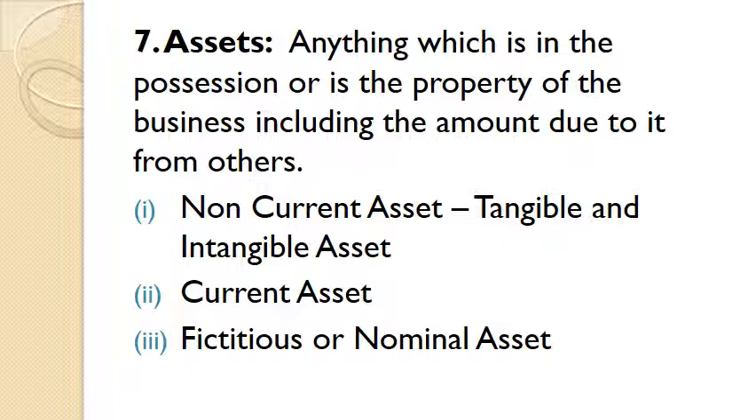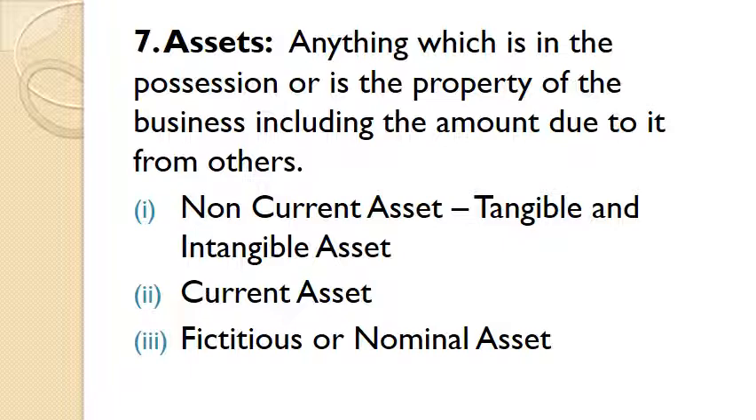Tangible assets are those assets which can be seen and touched, like land and building, plant and machinery, furniture, stock, cash. All these are tangible assets. Intangible assets are those assets which do not have a physical existence, like goodwill, patent, copyright, trademark, computer software. All these are intangible assets.